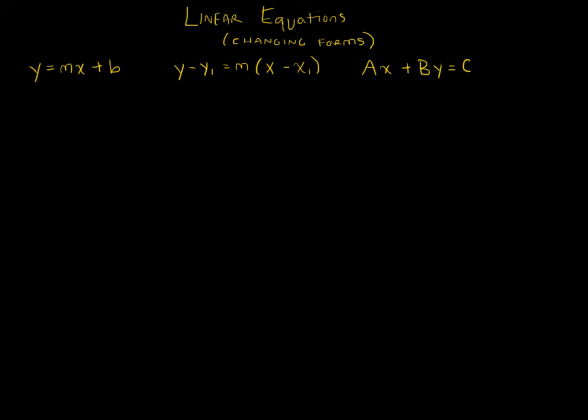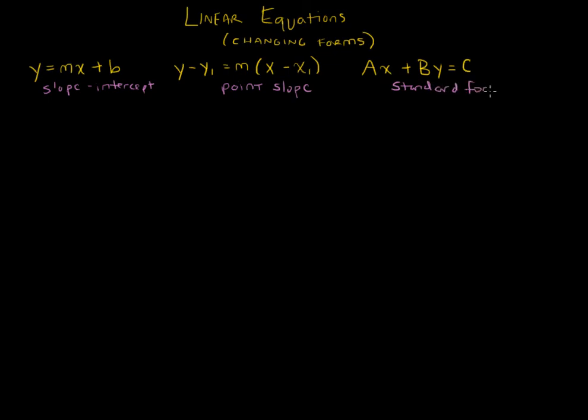Hey guys, I'm Mr. Bohork, and today I want to talk about linear equations, specifically about changing forms. I've written all three ways to write a linear equation. We've got our slope-intercept form here. So this is slope-intercept. We've got point-slope, and we've got standard form.